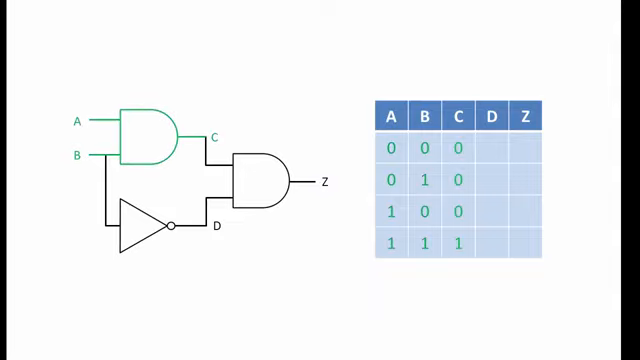First, work out values of C. Each value of C can be arrived at by passing combinations of A and B through an AND gate. Then work out values of D. Each value of D is simply the inverse of each value of B. And finally, to get each value of Z, we pass combinations of C and D through the second AND gate. Here's our truth table.